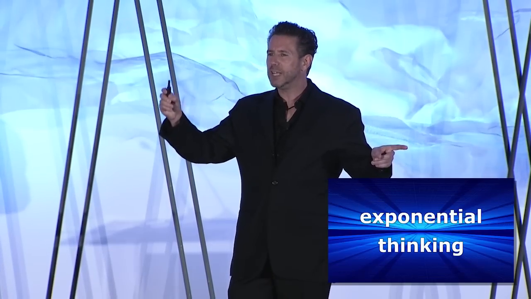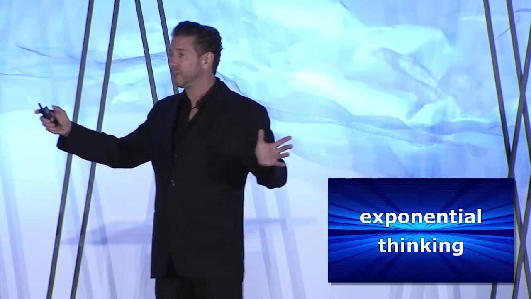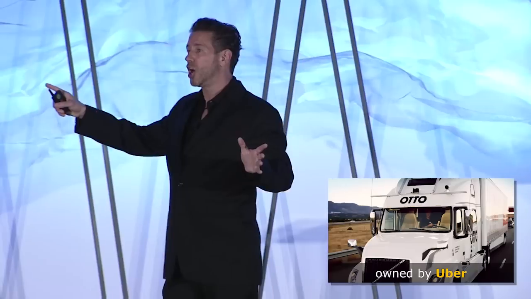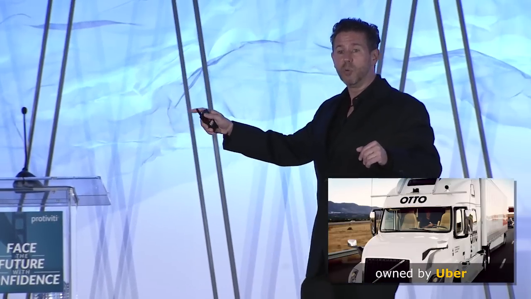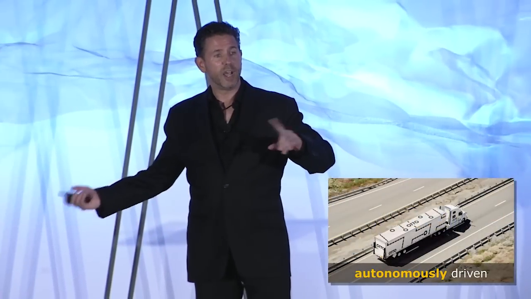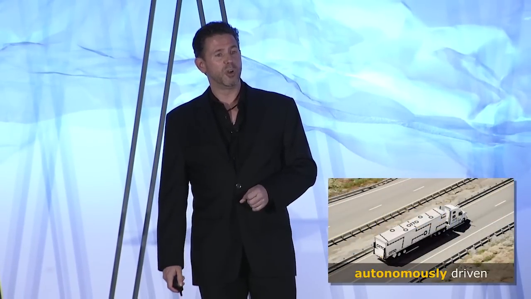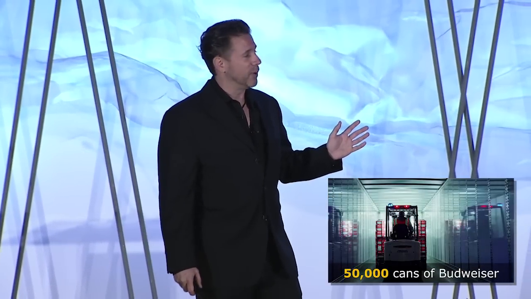Right? Proof of concept. Where are people testing the technology? And what are the implications of those tests? So last year, they tested an autonomously driven truck, Otto, which was purchased by Uber, which drove 120 miles in Colorado down to Colorado Springs to make a delivery, autonomously driven. There was someone in the cab, but he wasn't driving. Payload was 50,000 cans of Budweiser.